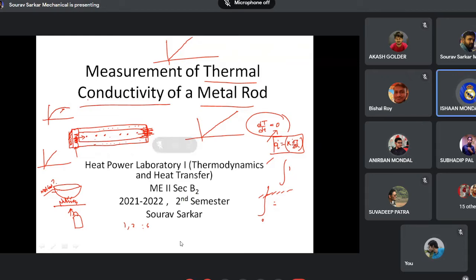Sir, after some time it will not change. No. First, the temperature will continuously rise. The second option: temperature will rise, but after some time temperature will reach a steady state. So these are the two options.